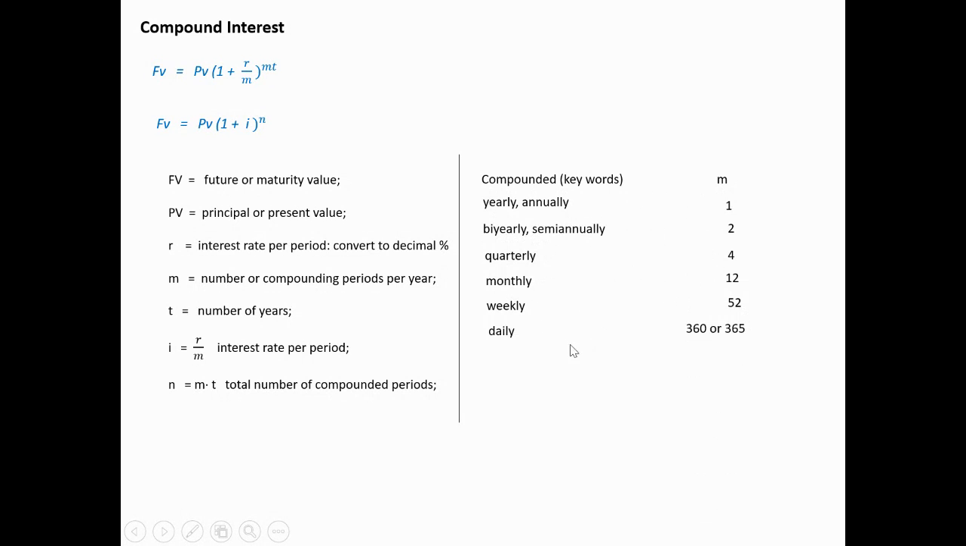If it's daily, it's going to be 360 or 365. We know there's 365 days in a year, but at times the book wants you to use 360. If the book states to use 360, then you use 360, but if it doesn't state what to use, you stick with 365. Now, if it says compounded continuously, it's a different formula: future value, FV, equals present value times e to the power of RT.